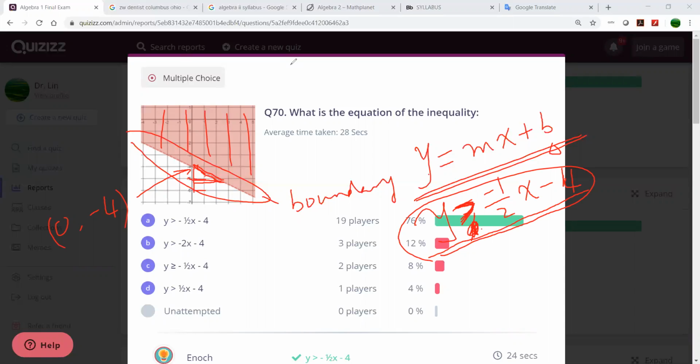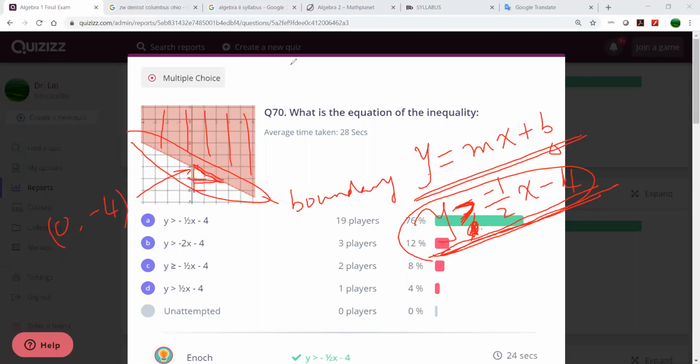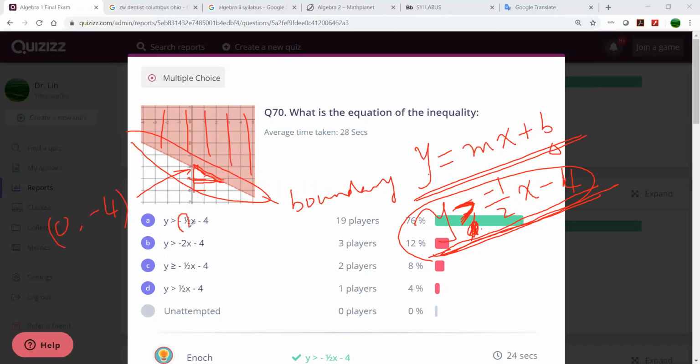So let's see what we can find. We find the boundary line. We identify the shaded area is above it, right? So the answer would be y greater than -1/2 x minus 4. So here is the answer, right? So this one is the answer.